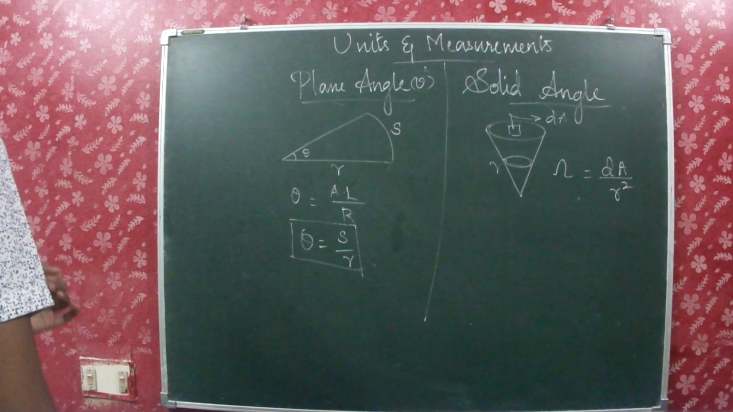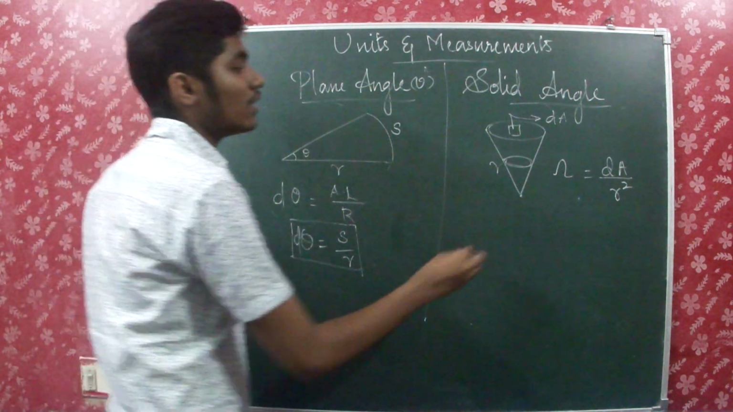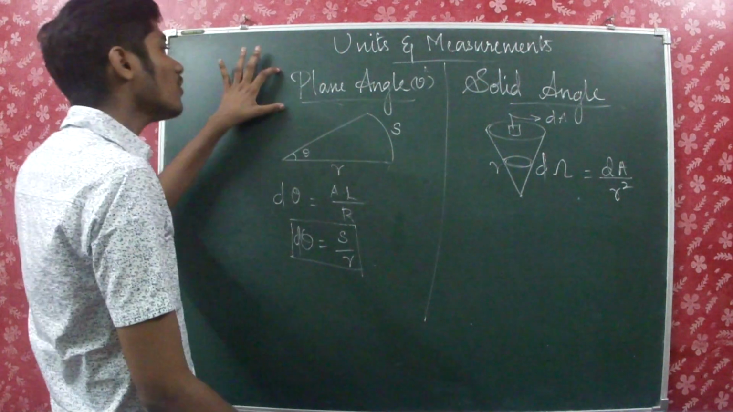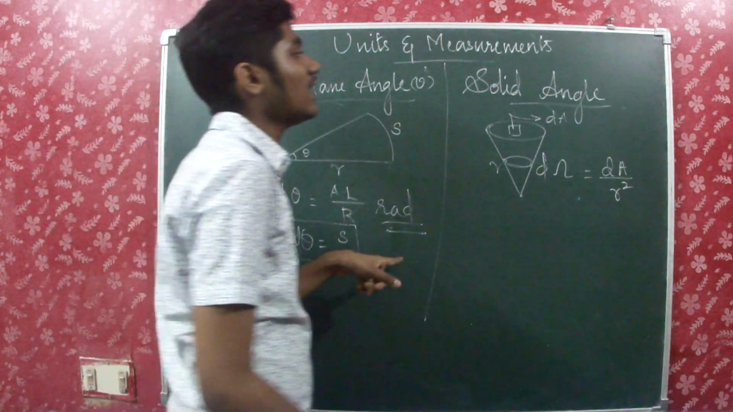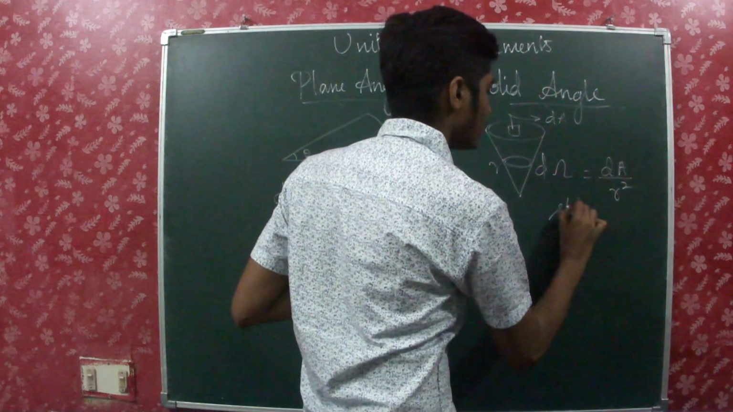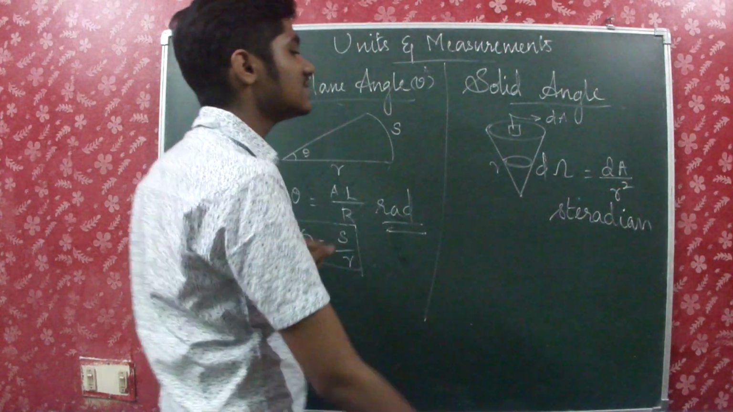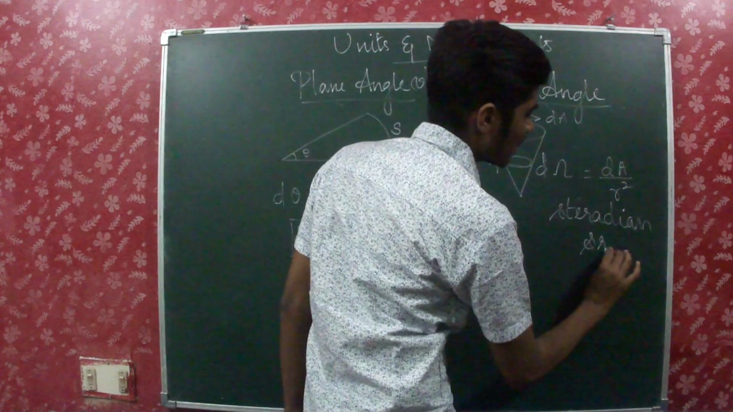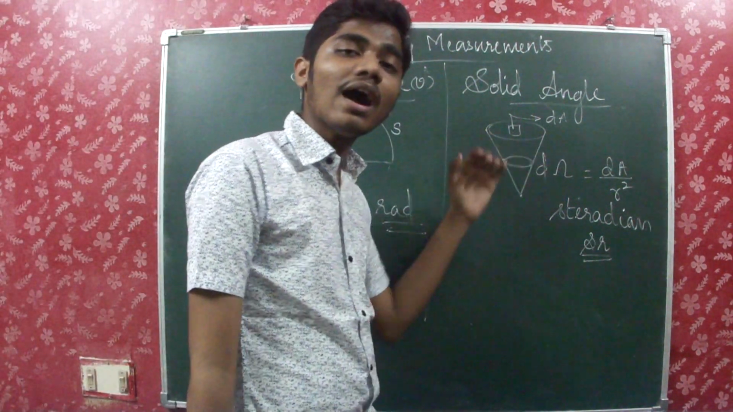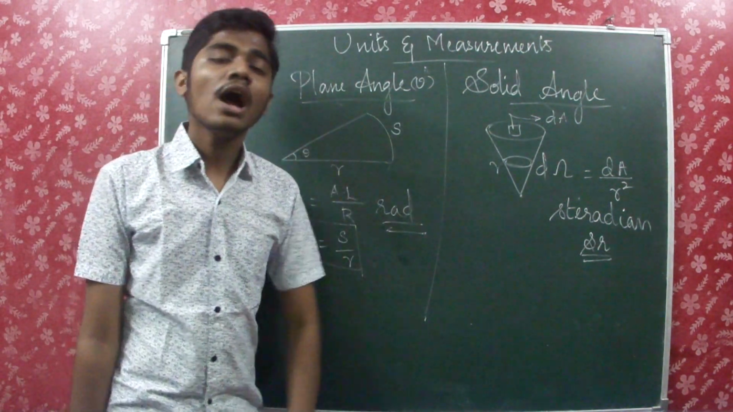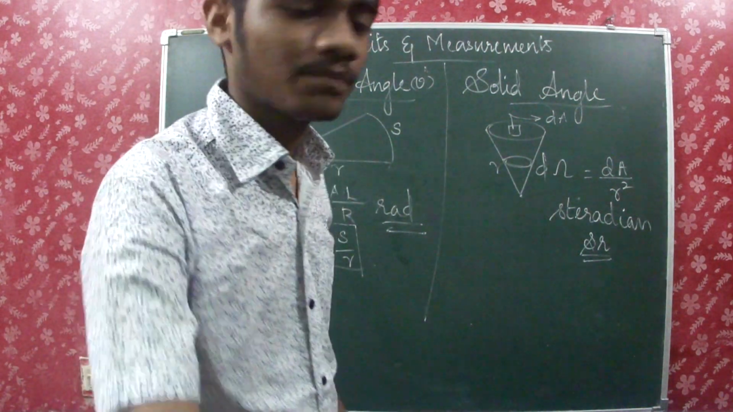So this is plane angle, and that is solid angle. The unit for plane angle is radian, written as rad, and the SI unit for solid angle is steradian, written as sr. So this is how we represent plane angle and solid angle, the other two physical quantities apart from the ones we learned previously.